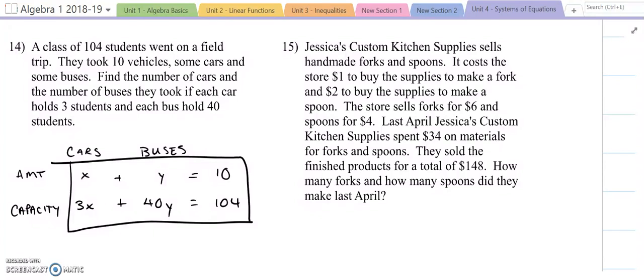And finally, let's talk about Jessica's Custom Kitchen Supplies. It takes them $1 to buy the supplies for a fork, $2 to buy the supplies to make a spoon. This store is selling forks for $6 and spoons for $4. It says last April, Jessica's Custom Kitchen Supplies spent $34 on materials, and they sold the finished products for $148. Do you have the right information? Yes, you do.